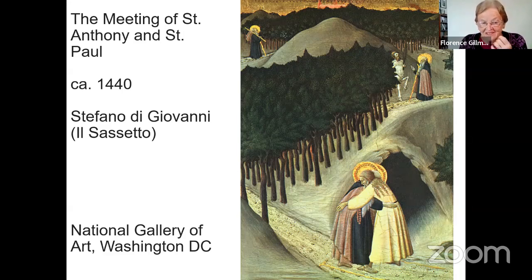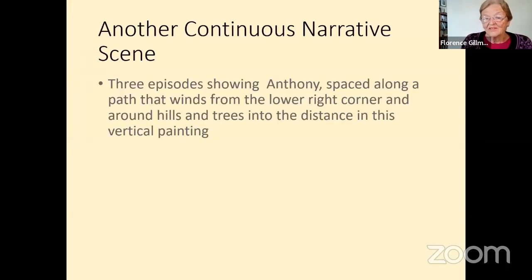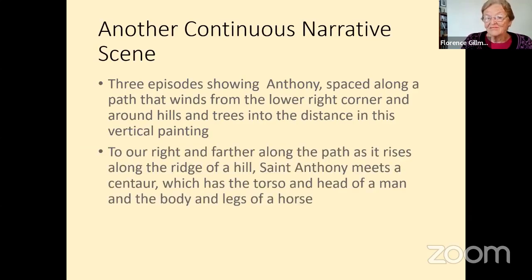Now this artist, Stefano di Giovanni, is called Il Sassetta, or else we just call him Sassetta. Anyway, this one at the National Gallery is similar. So this one, he had 3 episodes, where Anthony meets the centaur and so on.